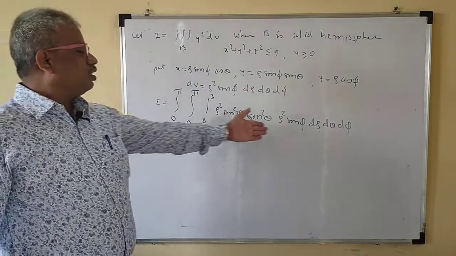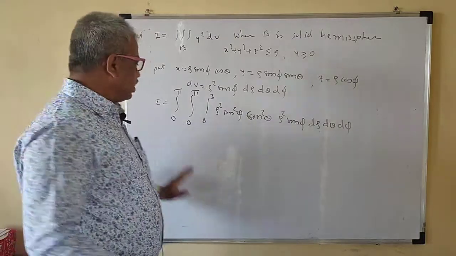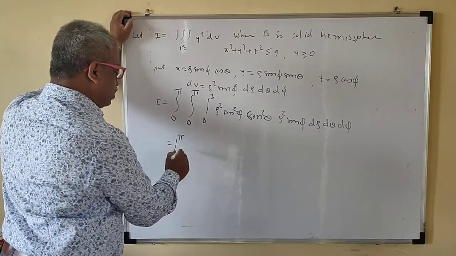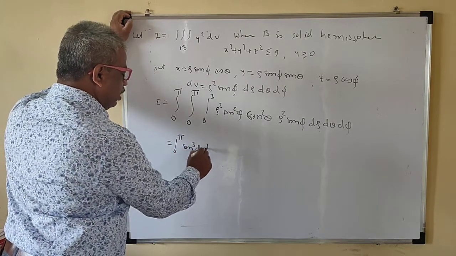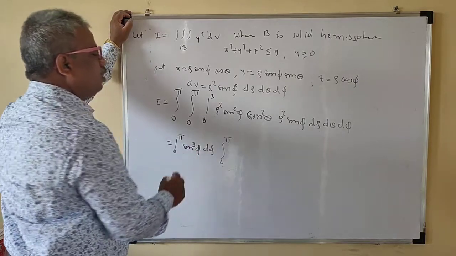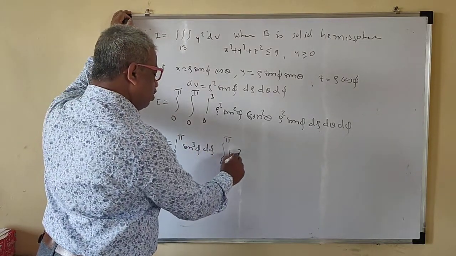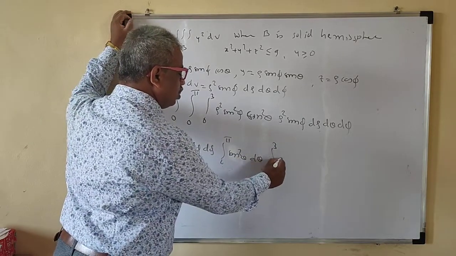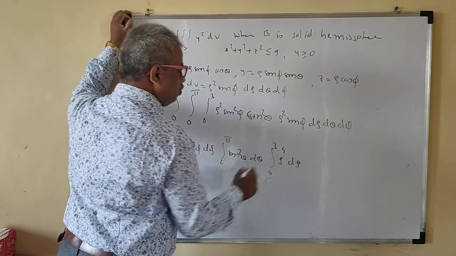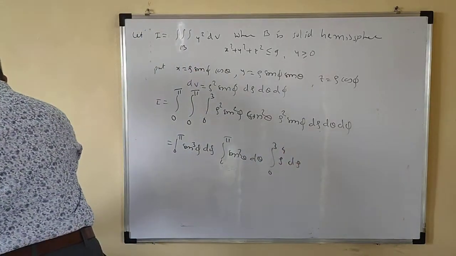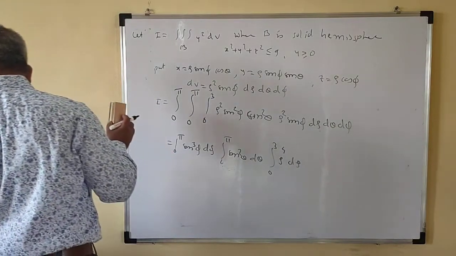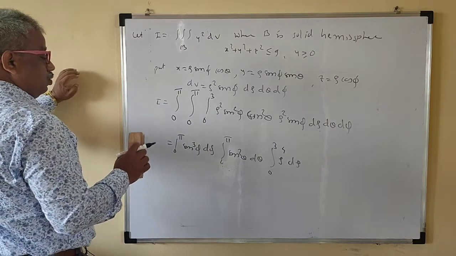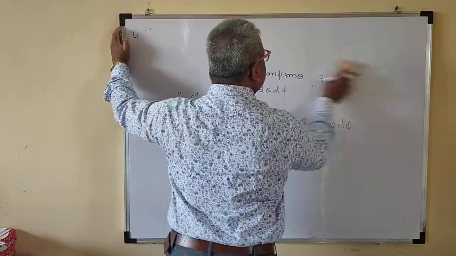Now this is the product of the three functions again. You can separate this. This is 0 to pi, sin cube phi d phi. Then 0 to pi, sin square theta d theta. Then 0 to 3, rho to the power 4 d rho. So we went through this and then we'll stop here.